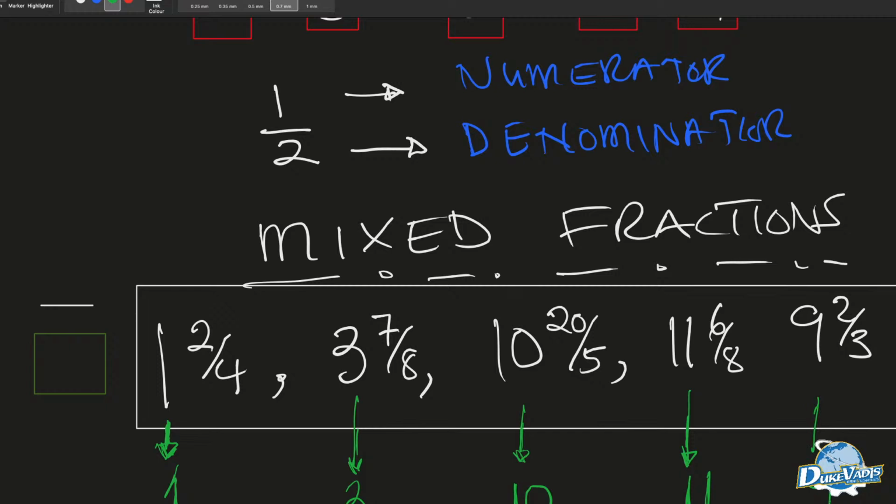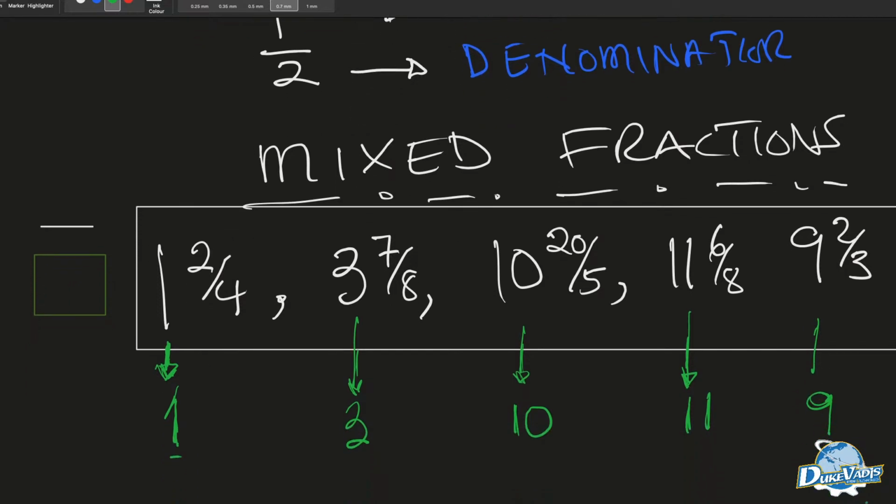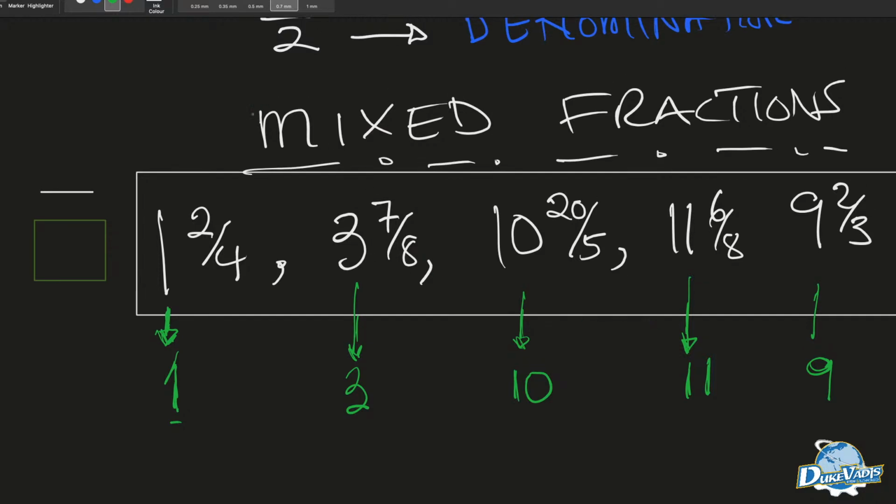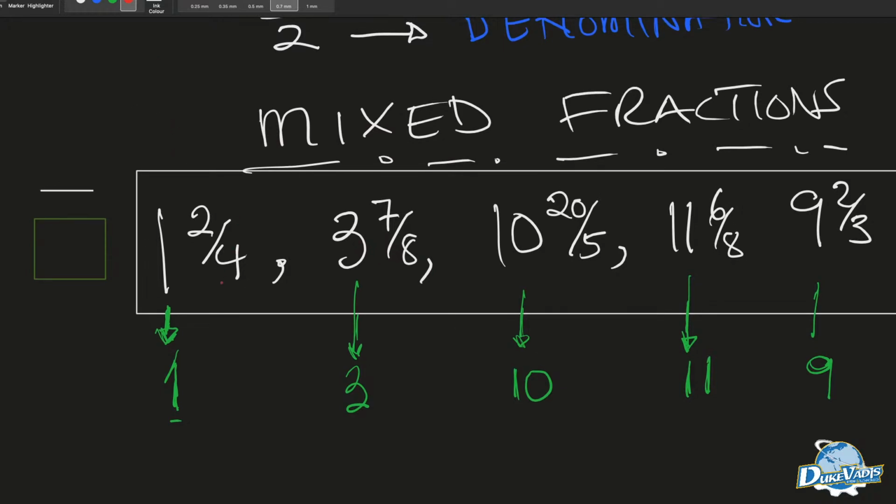You see, the reason why we call them a mixed fraction is the numbers that come before the fractions we see. Now, as we learned earlier, numbers such as 2 over 4 is a fraction, and 7 over 8 is a fraction, and 20 over 5 is a fraction, and 6 over 8 is a fraction, and 2 over 3 is a fraction. Have you seen that? Beautiful.